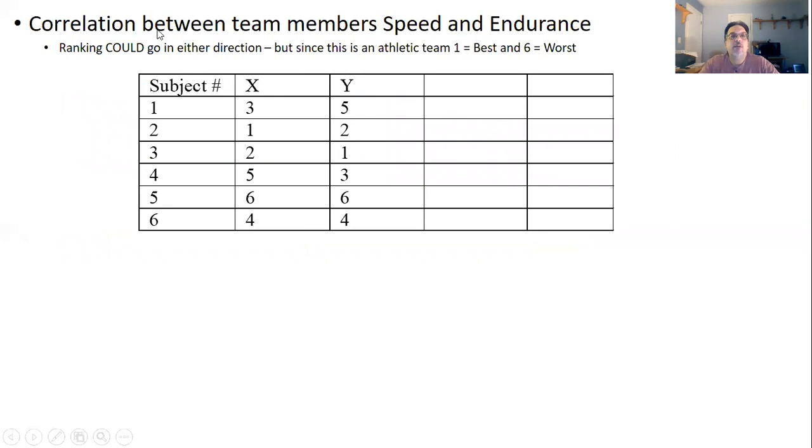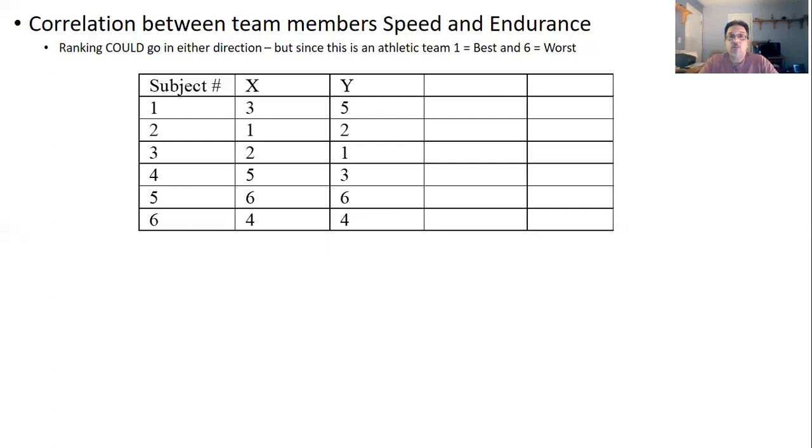Okay, so here are the rankings. Now notice the rankings, also something that I didn't mention, but the rankings can go in either direction. For this particular data set, I have 1 being the best and 6 being the worst. So if this is speed, 1 is the quickest, 6 is the slowest. If this second one, Y, is endurance, 1 has the best endurance, 6 has the worst endurance.